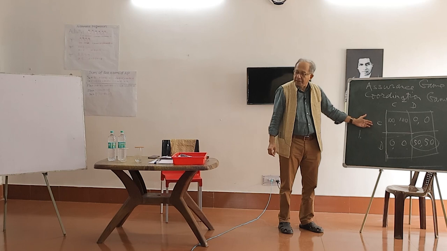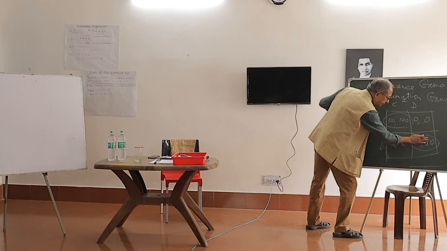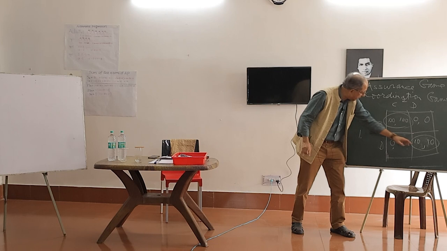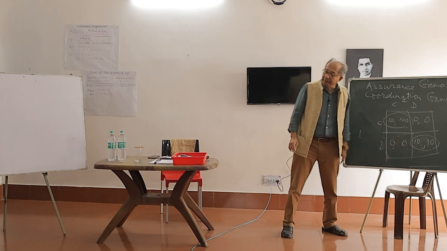I could make this payoff even less. Ten and these are zero, so the equilibrium remains the same. If the other person chooses D, you'll choose D. If the other person chooses C, you'll choose C. This game has two equilibria, and societies at times get caught in the bad equilibrium.